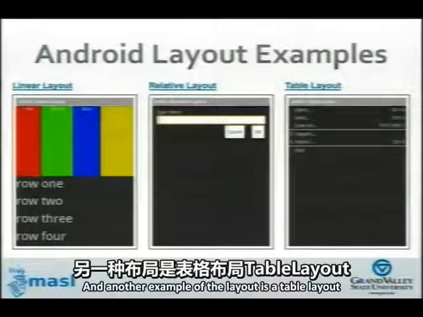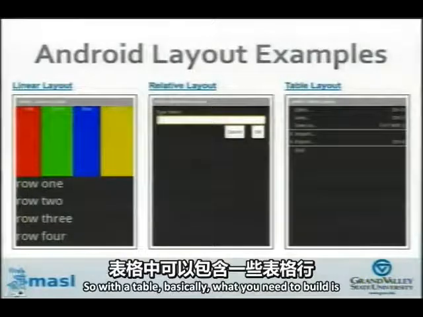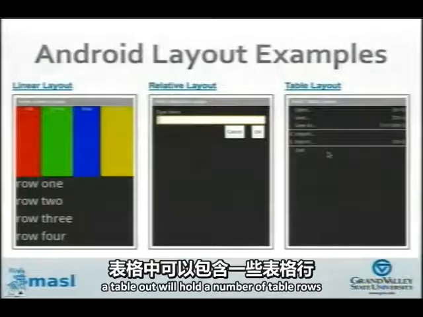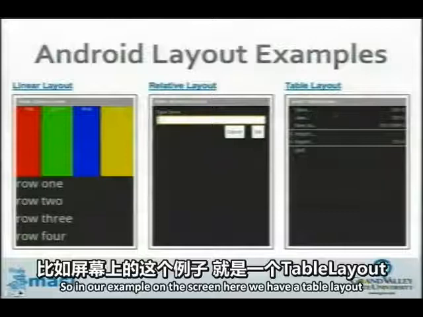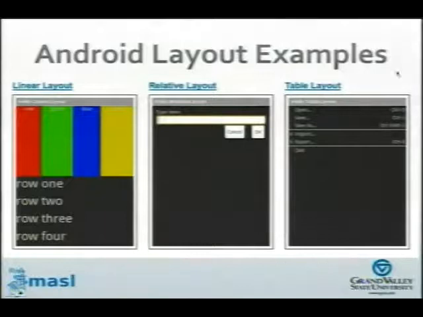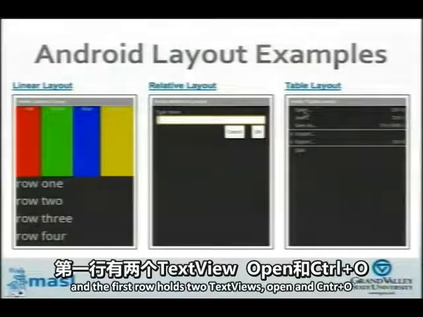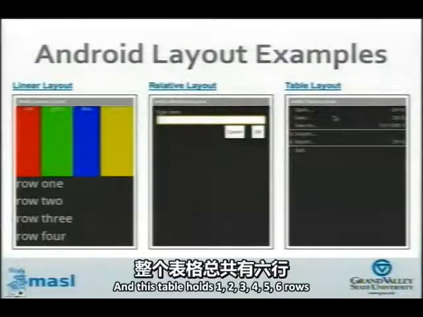Another example of a layout is a table layout. With a table, basically, what you need to build is a table layout that will hold a number of table rows, and one table row will hold a number of views. So in our example on the screen here, we have a table layout, and the first row holds 2 text fields, open and control O. And this table holds like 1, 2, 3, 4, 5, 6 rows.